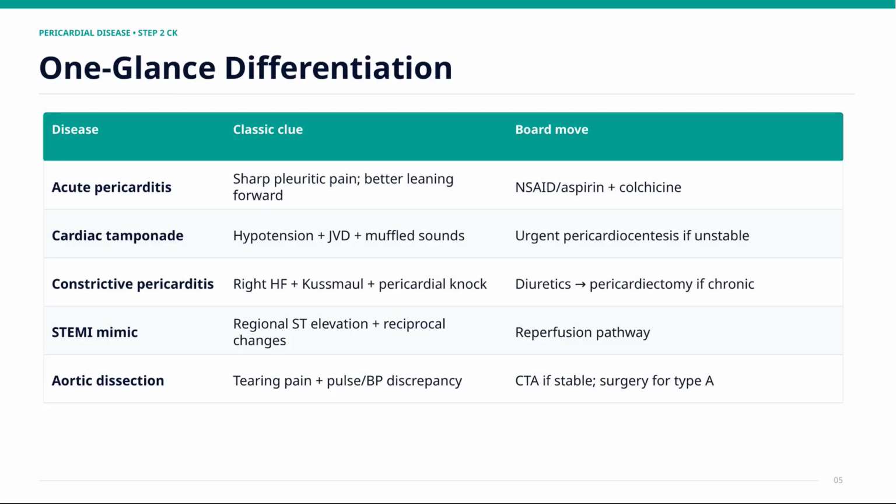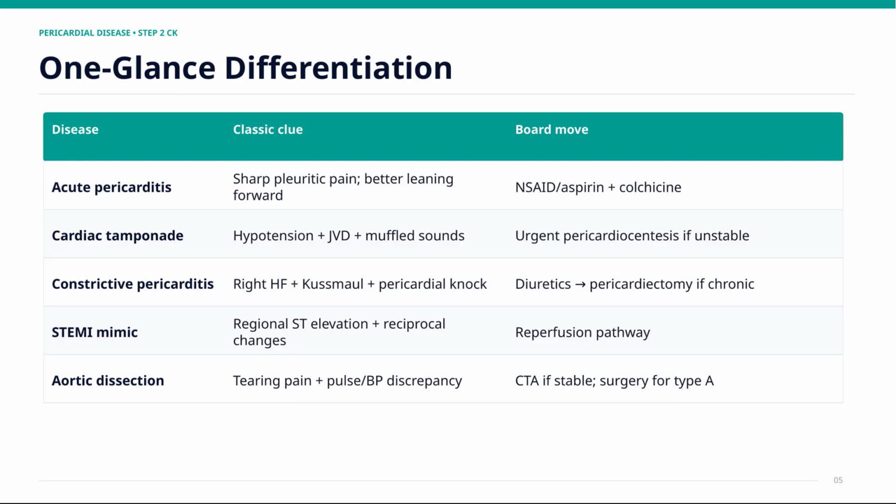Cardiac tamponade, hypotension, JVD, muffled heart sounds. That's urgent pericardiocentesis if unstable. Constrictive pericarditis, right heart failure, Kussmaul sign, a pericardial knock, diuretics, and pericardiectomy if it's chronic. Don't forget the imposters: a STEMI mimic with regional ST elevation and reciprocal changes needs the reperfusion pathway. And tearing pain with a pulse or blood pressure discrepancy is aortic dissection. CTA if stable, straight to surgery for a type A.